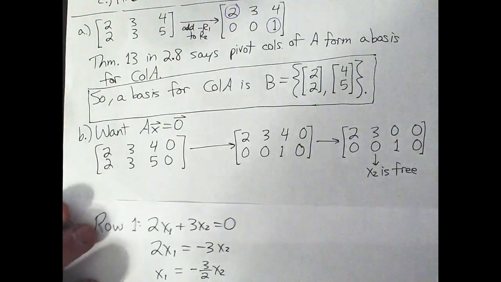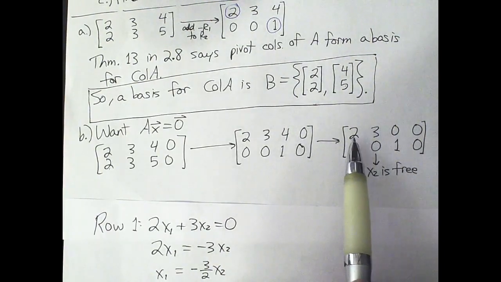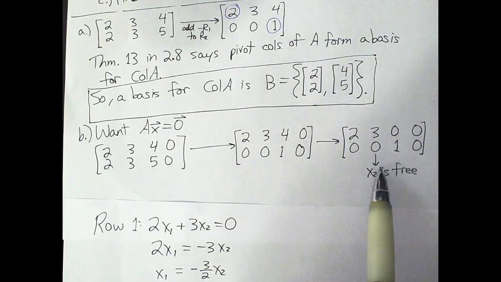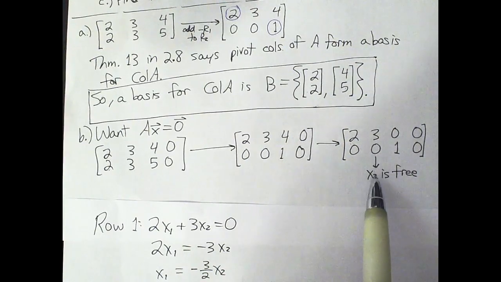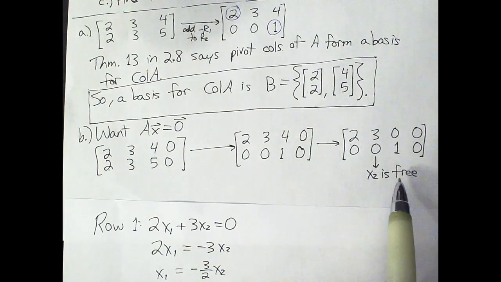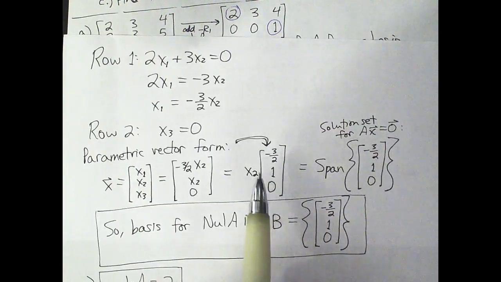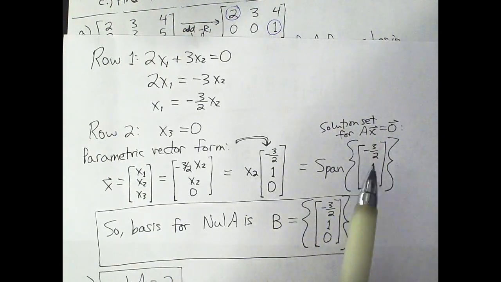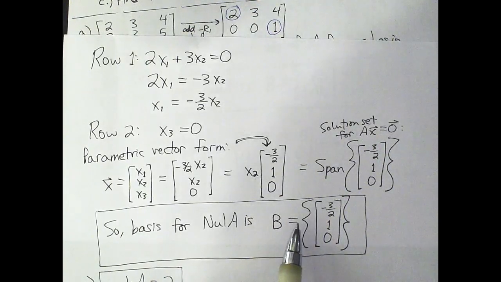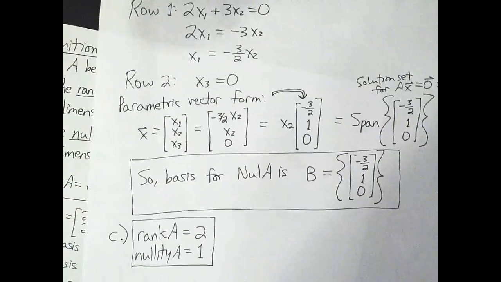In part B, it was kind of like the opposite. We were looking at which columns do not have pivots, because the columns that do not have pivots are going to represent free variables. The number of free variables is going to influence what the solution set looks like, and it's going to basically be the number of elements in this basis.